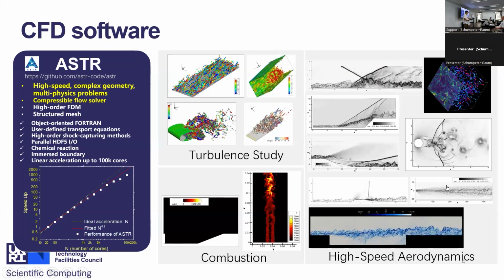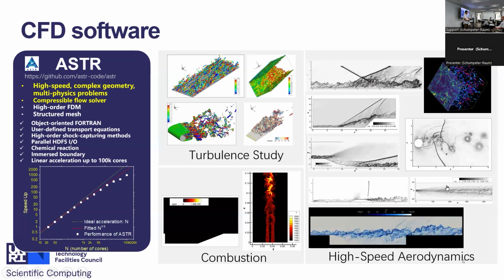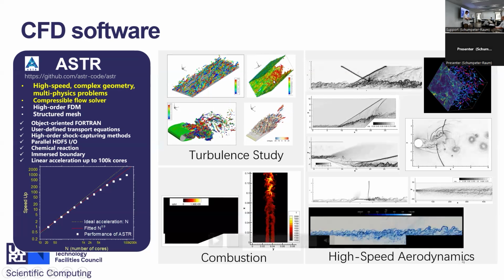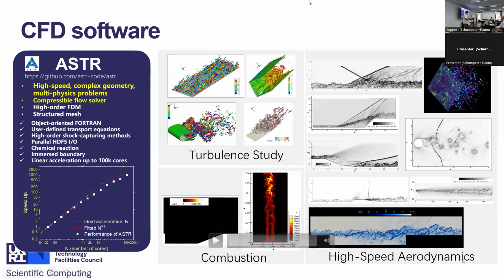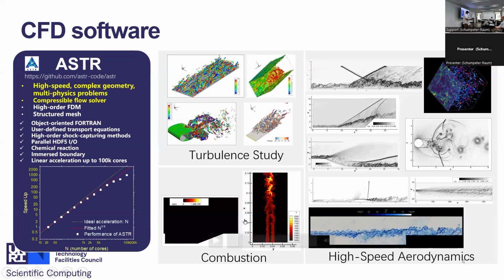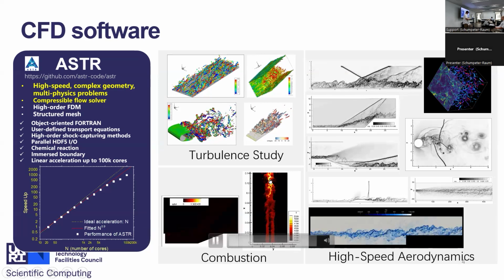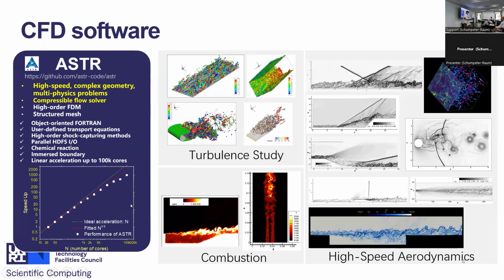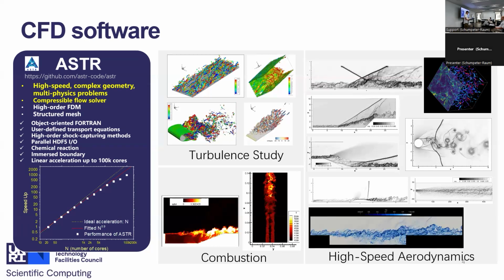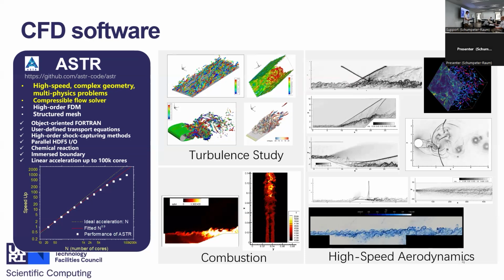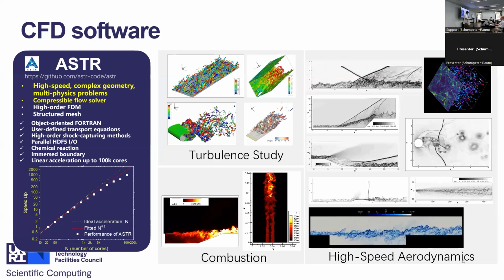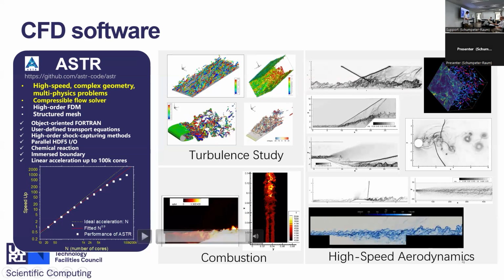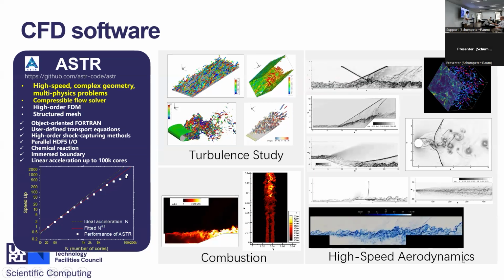The code was originally designed for shock-involved problems like hypersonic applications, shock boundary interaction, and some classical turbulent flows. Within the last two or three years, it has been ported into combustion. It also has very satisfactory acceleration on modern distributed memory HPC systems. This is the performance on Archer 2. You can see it has a linear acceleration up to 200,000 cores.